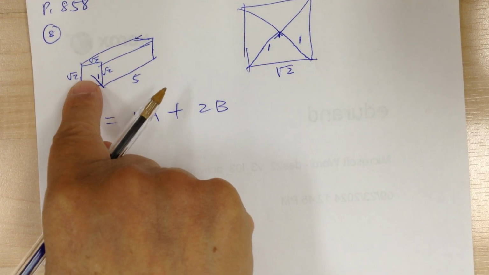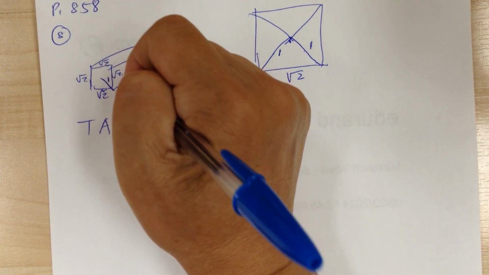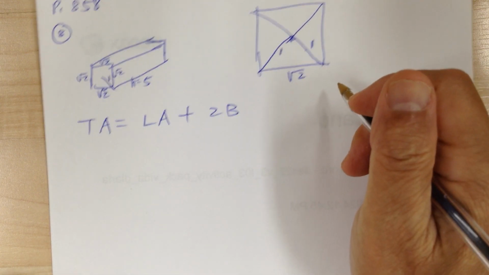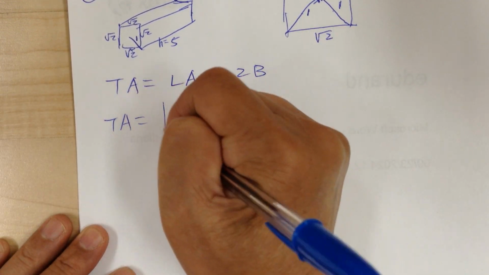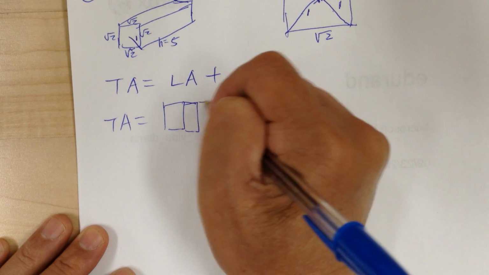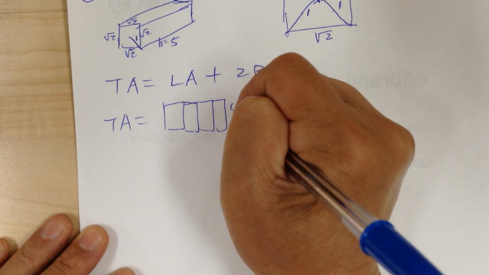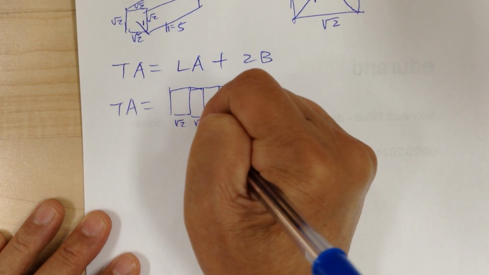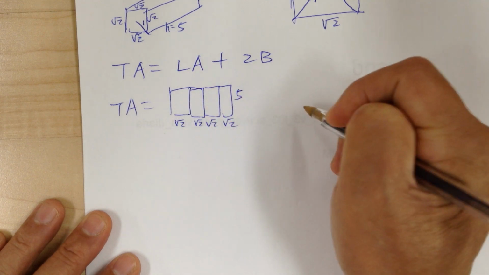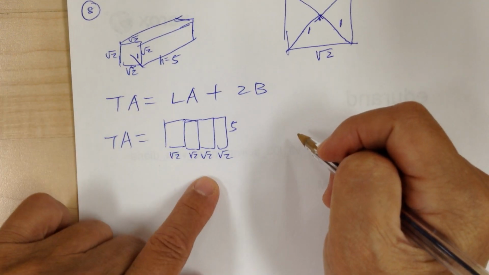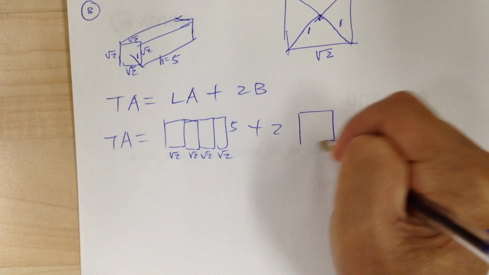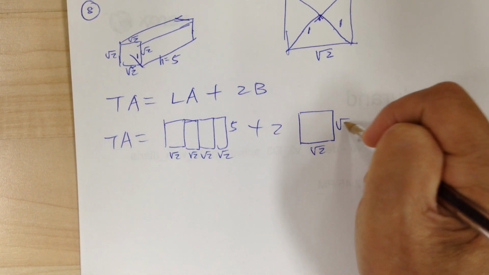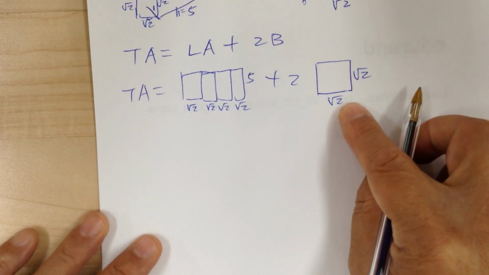So I'm going to use the square as the base and make this the height. So lateral area, if you open it up, there's going to be 4 panels. So this would be the 5, and it would be square root of 2, square root of 2, square root of 2, square root of 2. So you can develop a strategy to help you visualize. Plus 2 times the base, which is the square with each side equal to square root of 2.